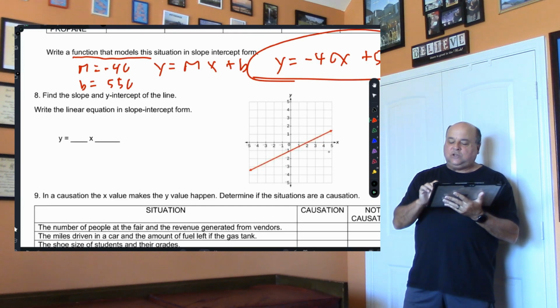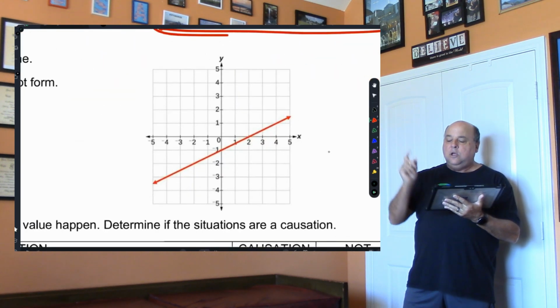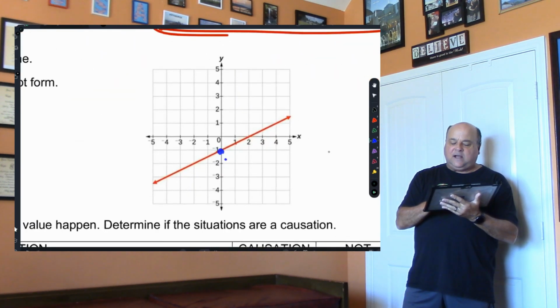Write this line in slope-intercept form. I'm going to zoom in. First off, you want to identify the y-intercept.